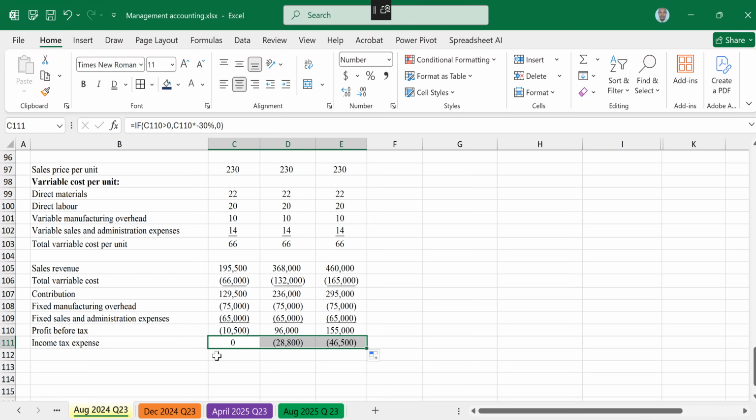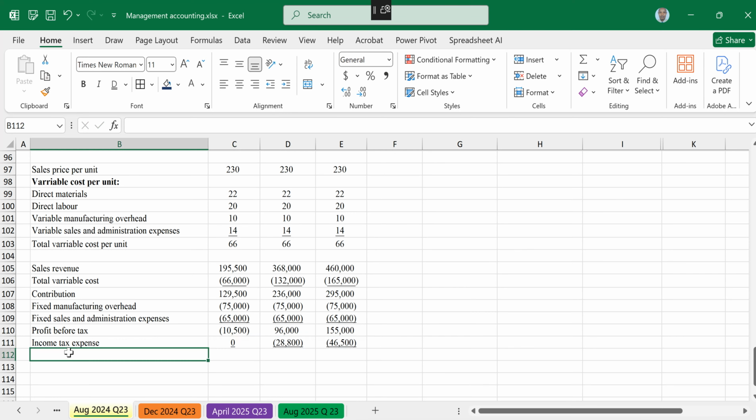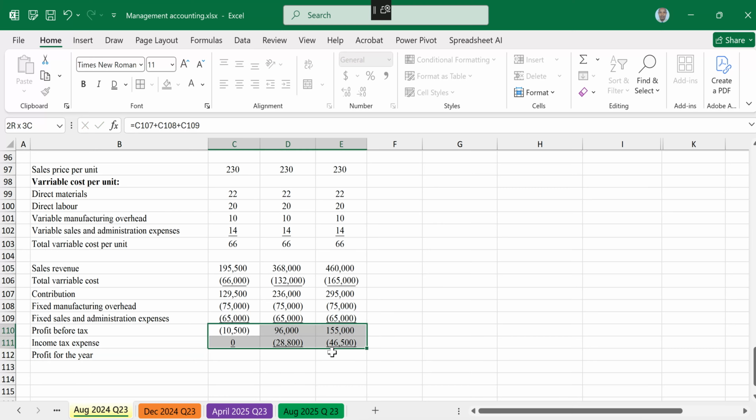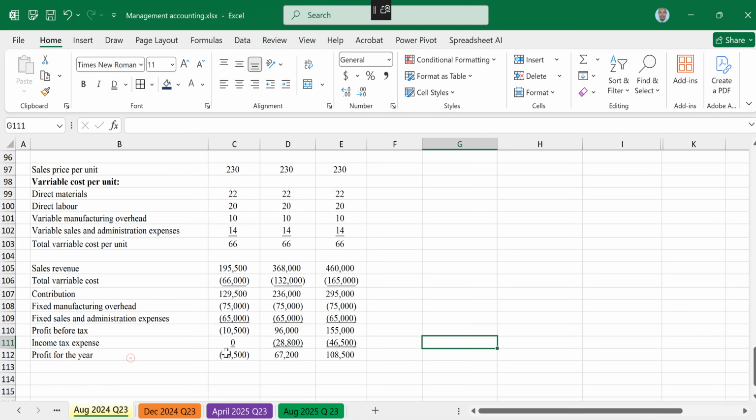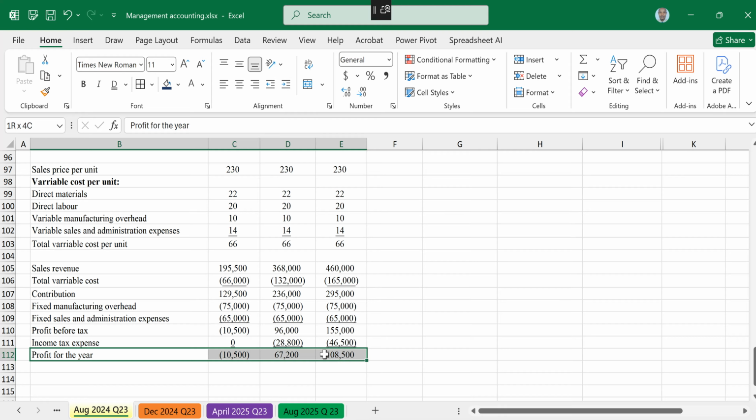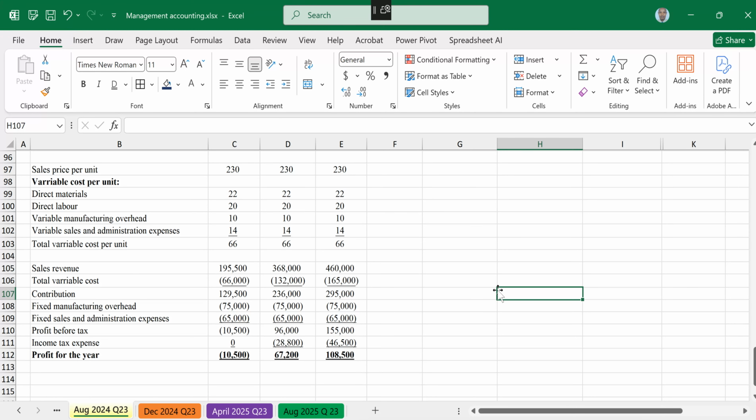Now get profit for the year, which is the last thing. Profit for the year is what we've gotten there. So that is the last part that we have solved on that question. So that is it.